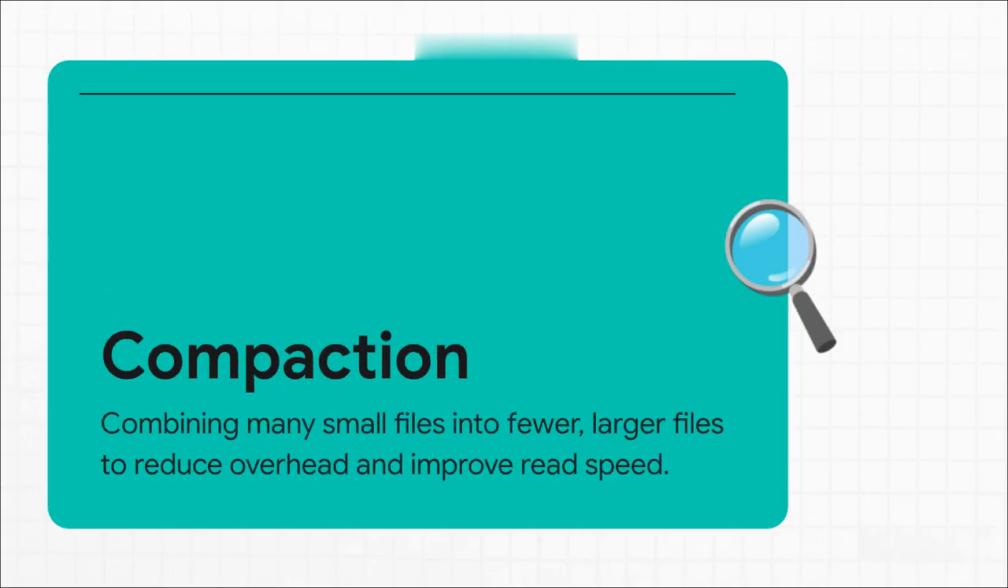And finally, we have compaction. That small file problem we talked about is a real performance killer. There's a lot of overhead just opening and closing thousands of files. So compaction is a simple process where we periodically combine all those tiny files into a smaller number of larger, more optimized files. It's just good housekeeping, and it makes reading the data so much faster.